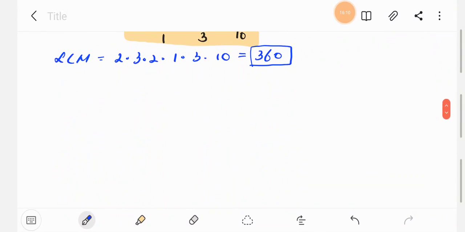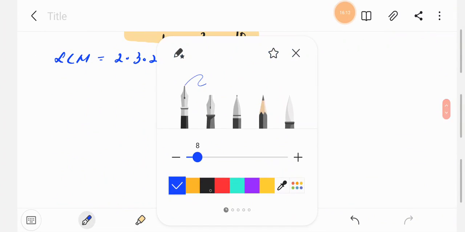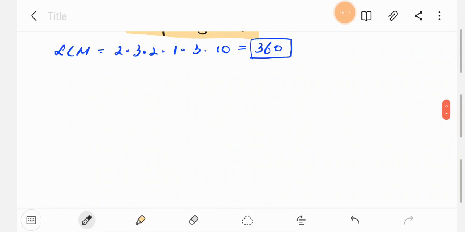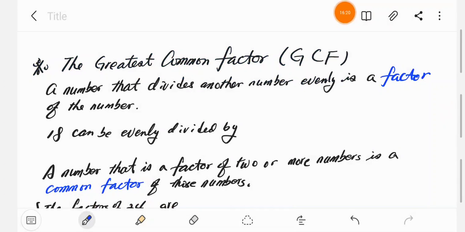And next, let's learn how to find the greatest common factor, GCF. First of all, a number that divides another number evenly is called a factor of the number. So here's a number, 18. Let's find a number that can divide 18 evenly. 18 can be divided evenly by what?